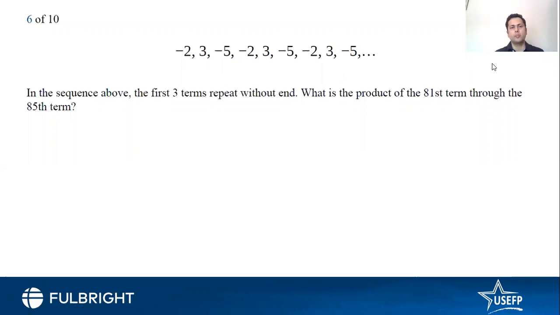Next question, which is a common question of GRE. Read this question and pause this video. So this is a series of numbers. The first three terms, -2, 3, and -5, keep on repeating. We need to find the product of the numbers from 81st to 85th. So pause this video and solve it yourself.